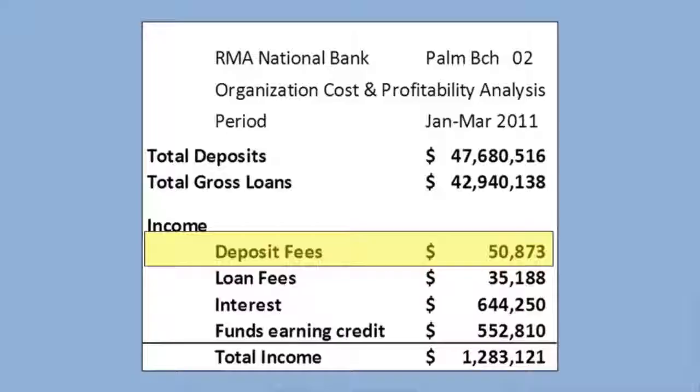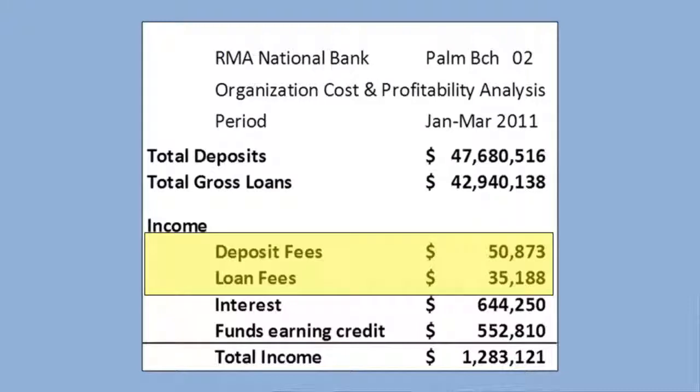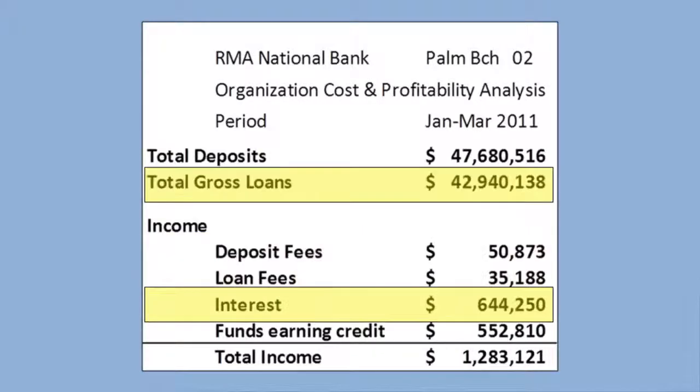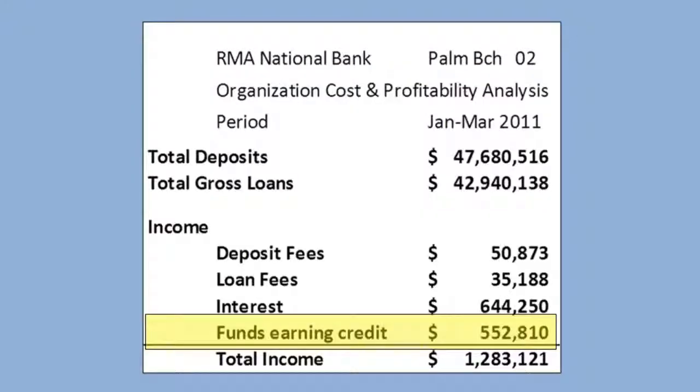Now we come down into the income. The deposit and loan income fees sometimes are a little more difficult because they're just not charged to that specific branch. But usually with a little bit of homework, you can come up from the general ledger or the application or a combination of those fees. Now the interest income is derived from the gross loans of that branch, booked in that branch. Now the last item under income is the funds earning credit.